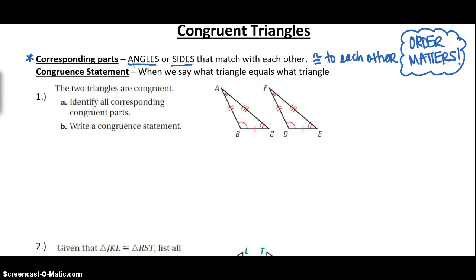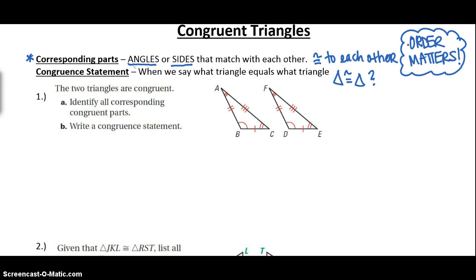And then if all of the corresponding parts are congruent, then you can write a congruent statement, which means we say what triangle is congruent to what triangle. Okay, that's your congruent statement. So let me break down what I'm talking about here.